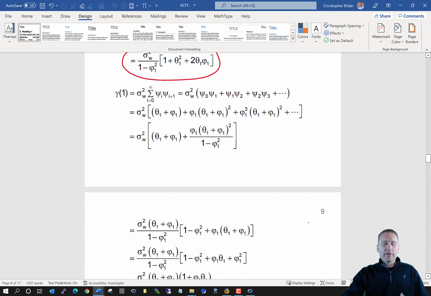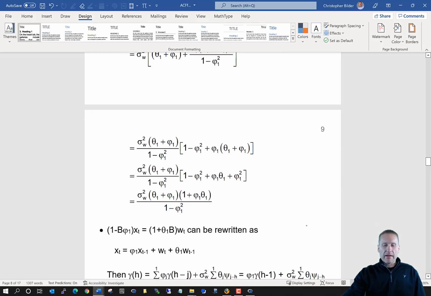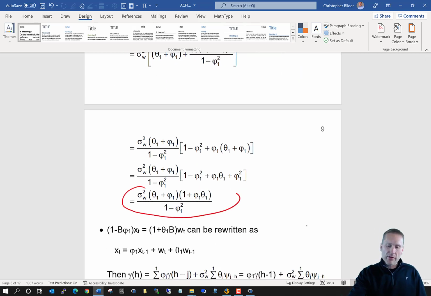At lag 1, you can do the same thing. Notice now I have two psi's always multiplied by each other, and I get an autocovariance function that looks like this for lag 1. We went through a lot of this stuff before. It's a lot of algebra, and I'm not going to go through all the details as I maybe had done in the past.